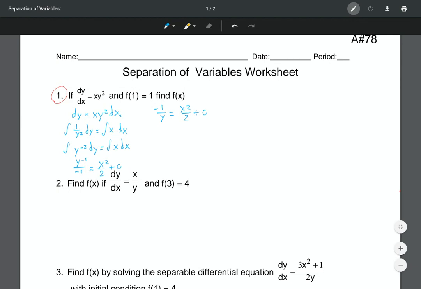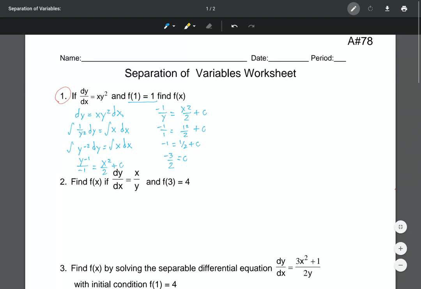Now, you could try to solve for y here because we are trying to solve for f of x, which is y. But before I do that, I'm going to go ahead and plug in those points, all right? And by that point, I mean this. So I'm going to plug in a 1 for y and a 1 for x. And that's going to give me a negative 1 is equal to 1/2 plus c. So c is equal to negative 3/2.